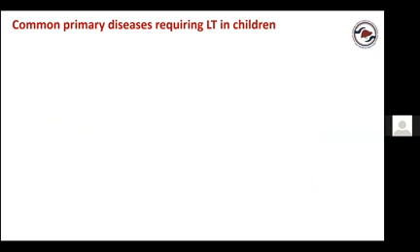What are the common primary diseases in childhood which would require liver transplantation? As I have mentioned earlier, biliary atresia is the main disease. If you see two children needing liver transplant, one would have biliary atresia. And the challenge in this population is actually they are quite young.